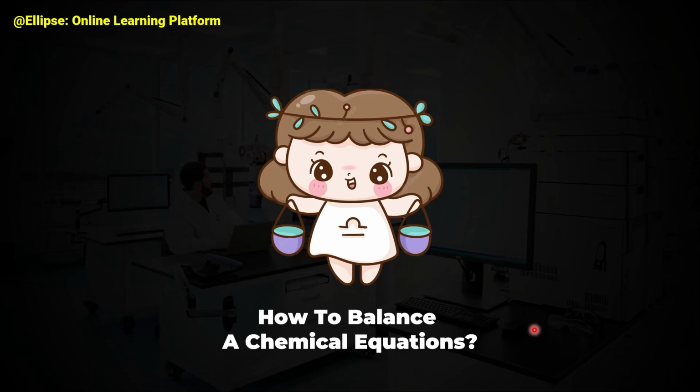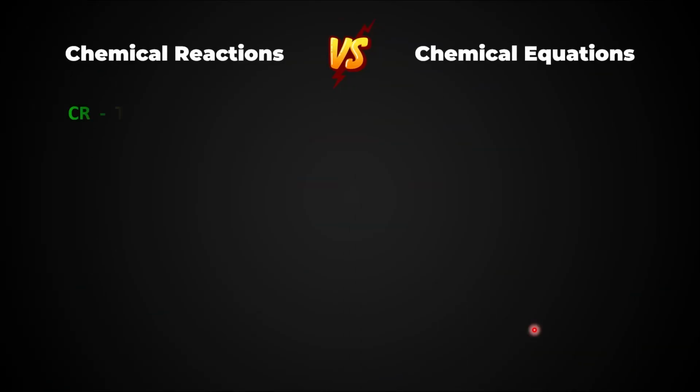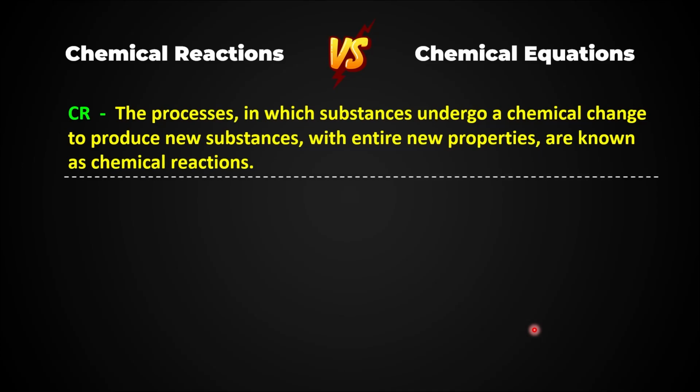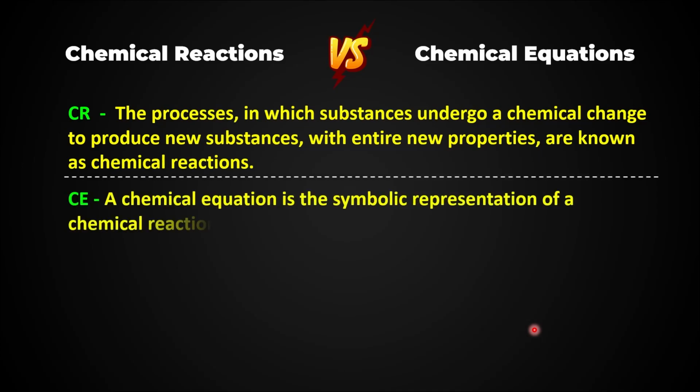let's first understand the difference between a chemical reaction and a chemical equation. The process in which substances undergo a chemical change to produce new substances with entirely new properties is known as a chemical reaction. On the other hand, a chemical equation is a symbolic representation of a chemical reaction in the form of symbols and formulas. Try to understand this concept with the help of an example.